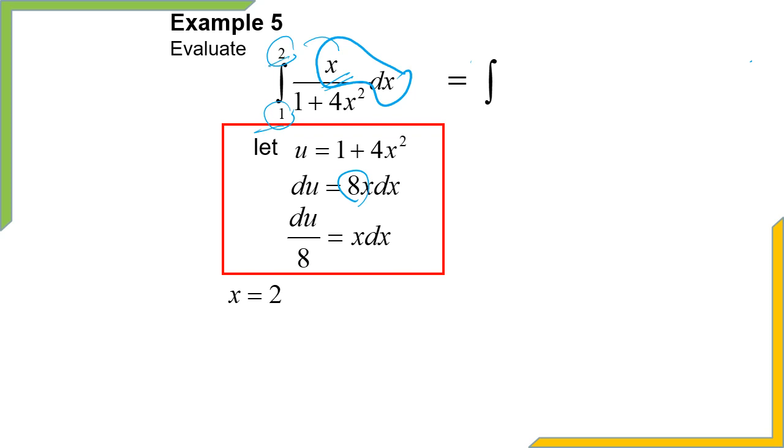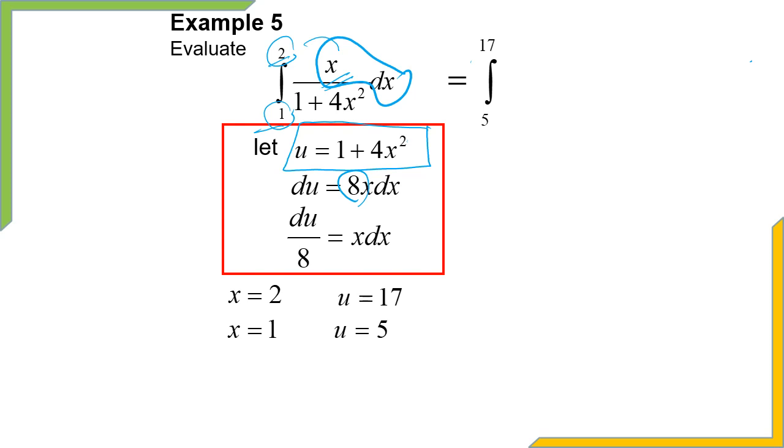So substitute into the function u equal to 1 plus 4x squared. So when x equal to 2, u equal to 1 plus 4 multiplied by 2 squared. So 2 squared is 4, 4 multiplied by 4 is 16, plus 1 is 17. And then when x equal to 1, u is equal to 5. Then 4 multiplied by 1 squared is 4, 4 plus 1 is 5. So the limit will be 17 and 5.